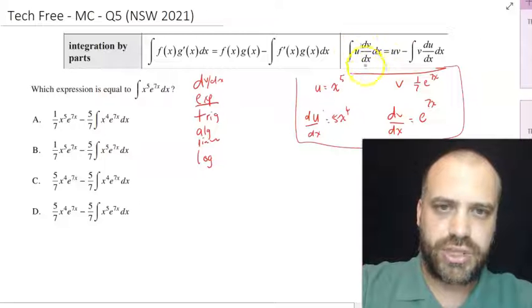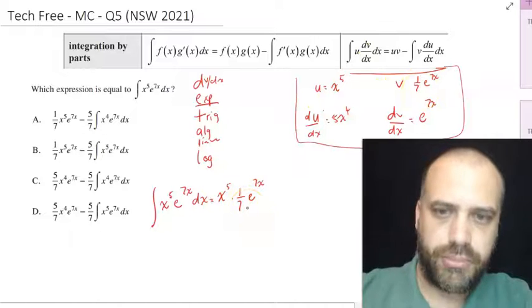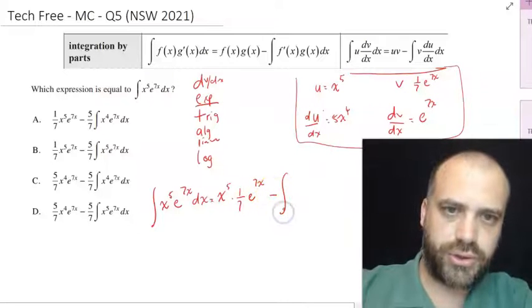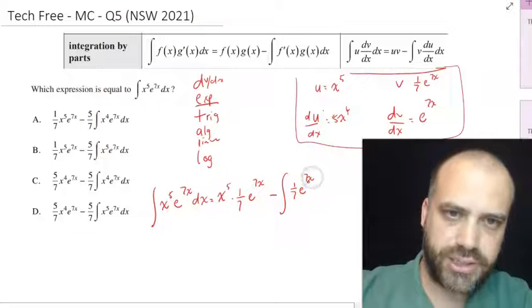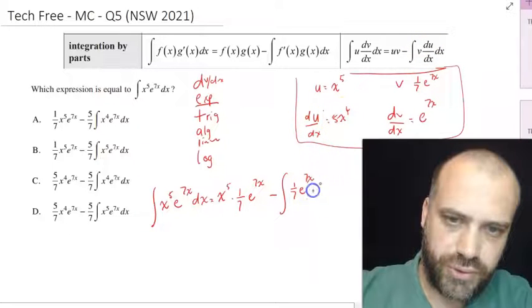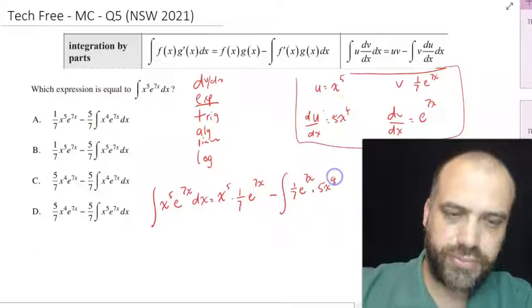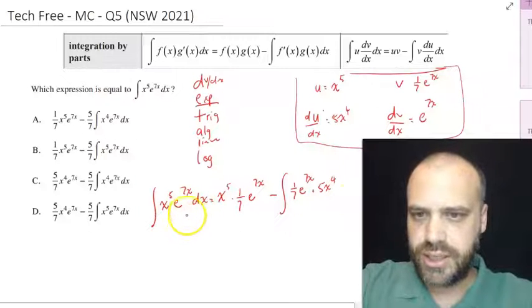So the integral of u dv dx is equal to uv, let's write that, uv, and then minus the integral of v, 1/7 e to the 7x, times du dx. And du dx is 5x to the 4. Alright, so one of these is going to be my answer.